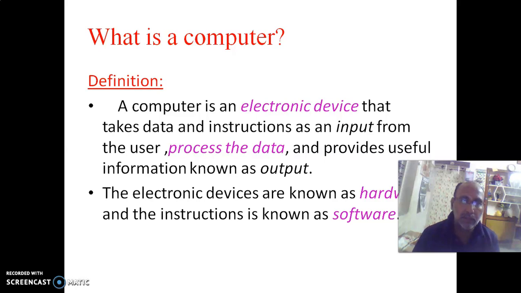What is exactly a computer? A computer is an electronic device that takes data and instruction as input from the user, processes the data, and provides useful information known as output. The electronic devices are known as hardware and the instruction is known as software.